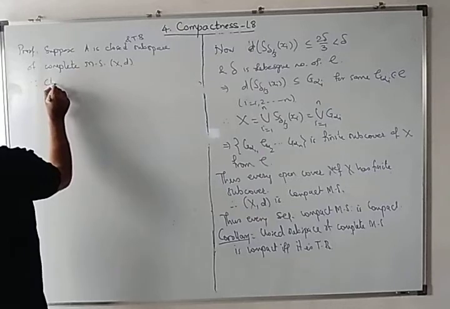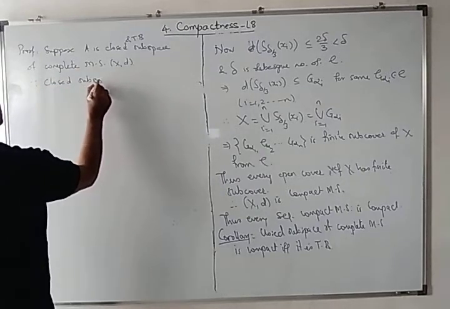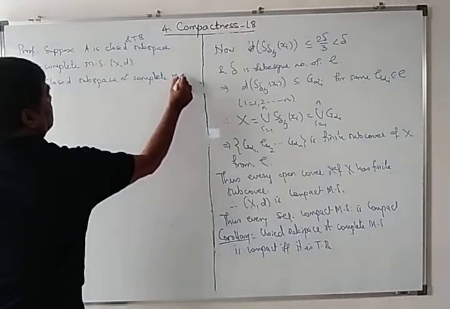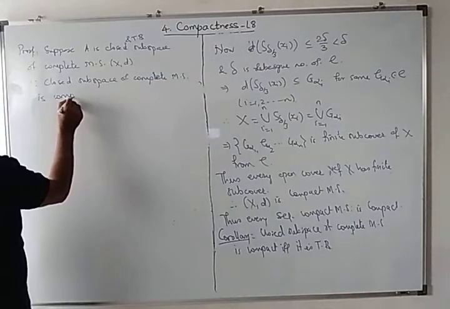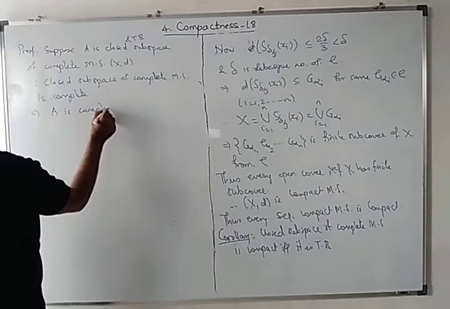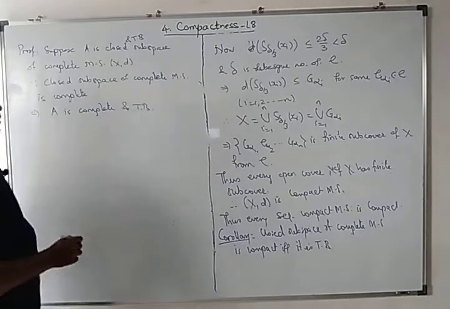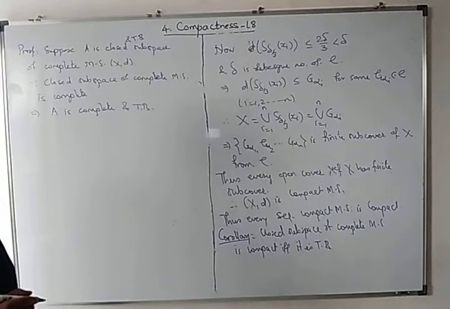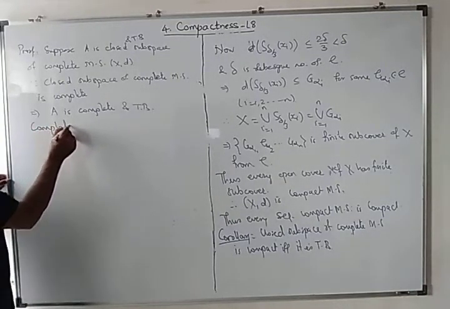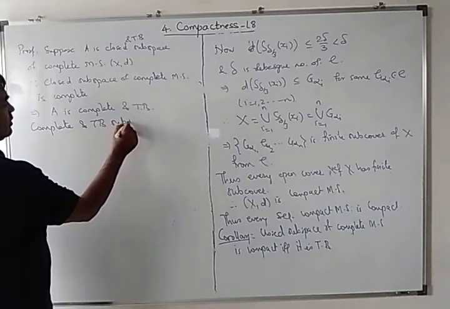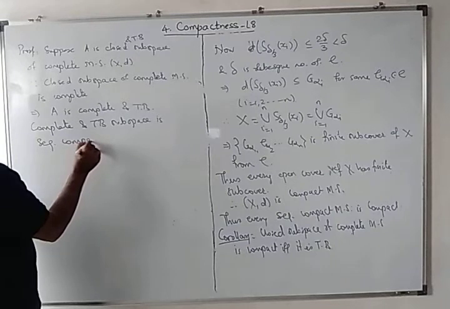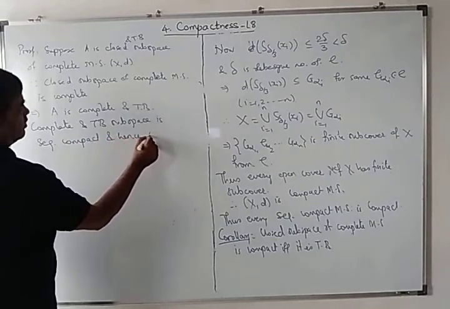Now, since a closed subspace of a complete metric space is complete, this implies A is complete and totally bounded. A complete and totally bounded subspace is sequentially compact, and hence compact.